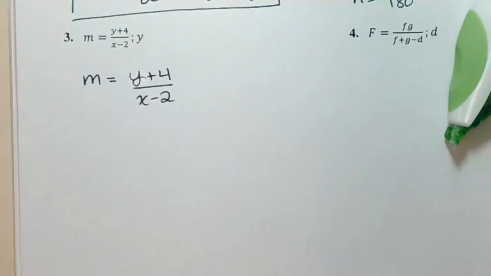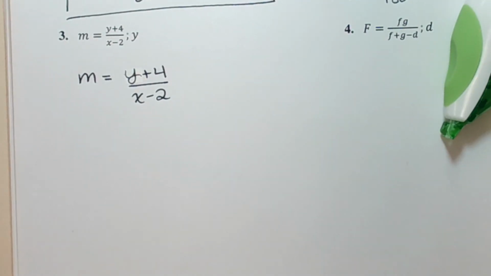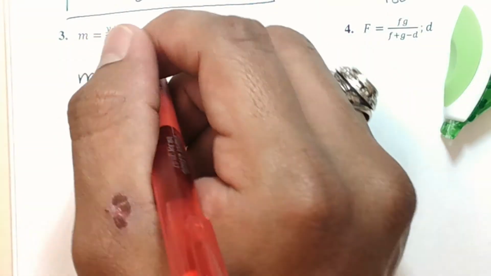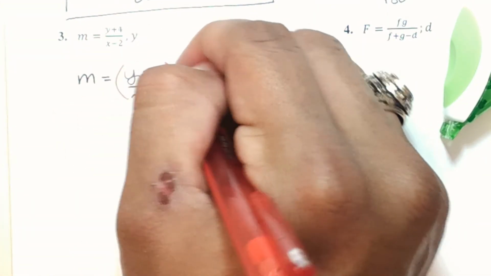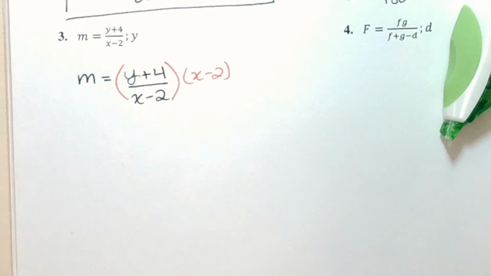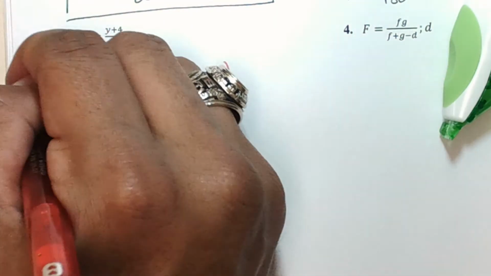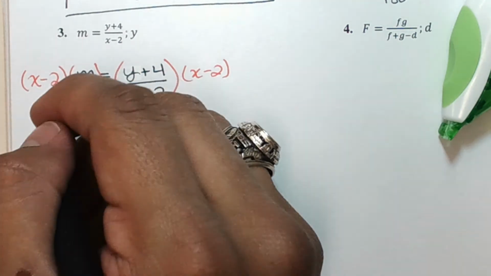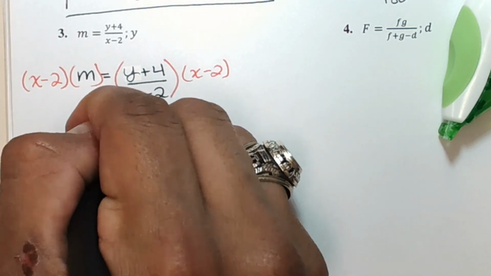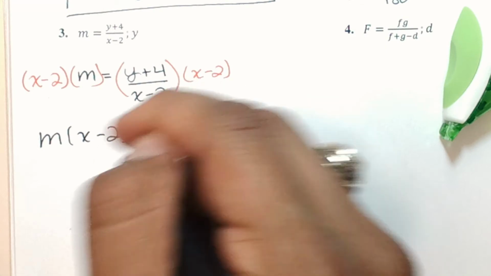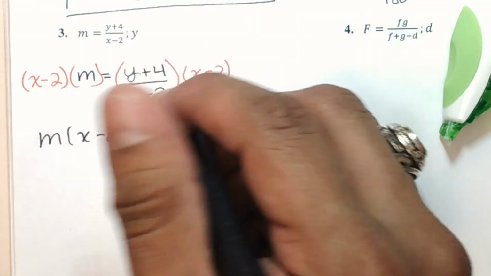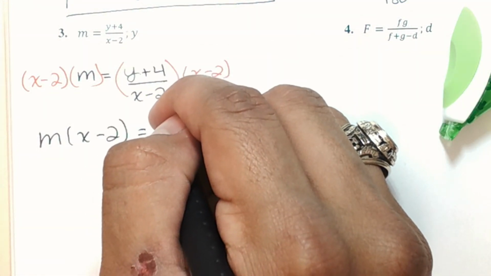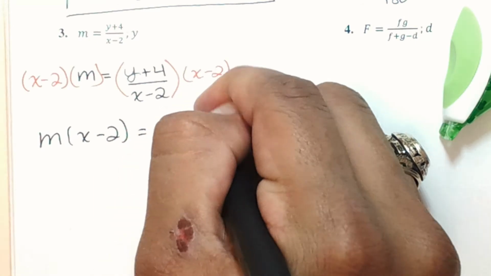And I could set this up as a proportion, or since I'm dividing by this x minus 2, I want to get rid of it, so I'm going to multiply by x minus 2. That means I'm going to multiply the other side by x minus 2 as well. So I could distribute the m if I wanted to, and we usually like to see things in front of parentheses, which again doesn't change anything, and we're left with y plus 4 on this side.